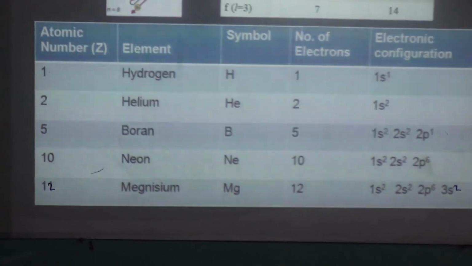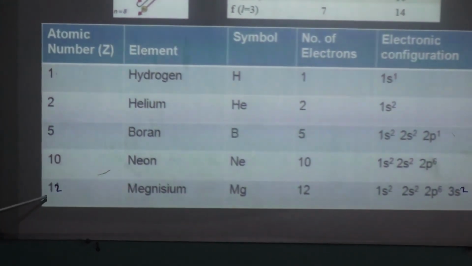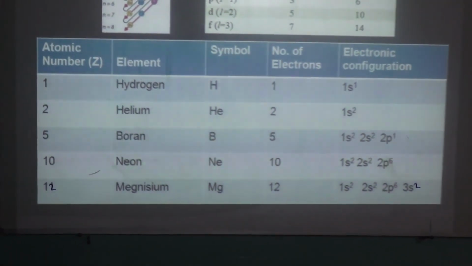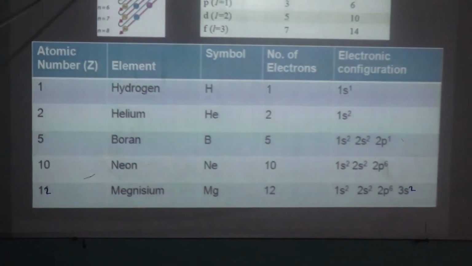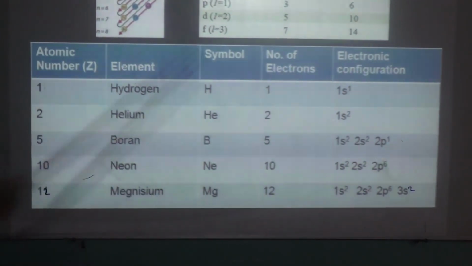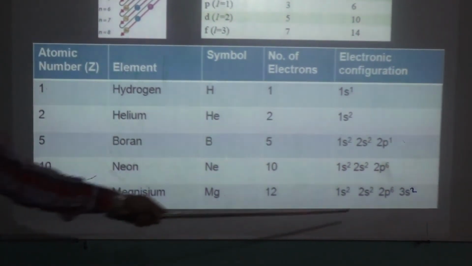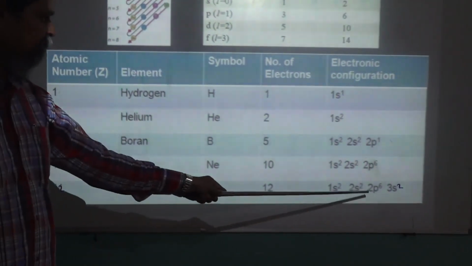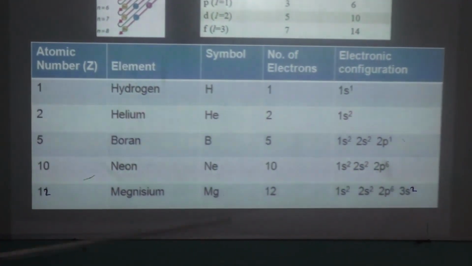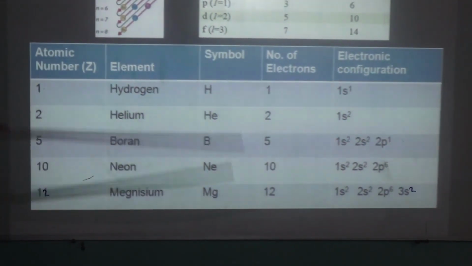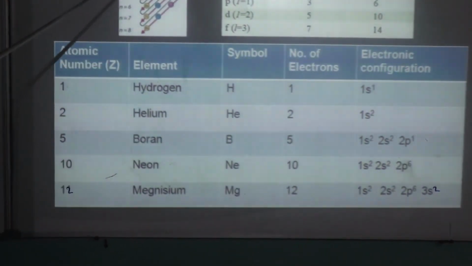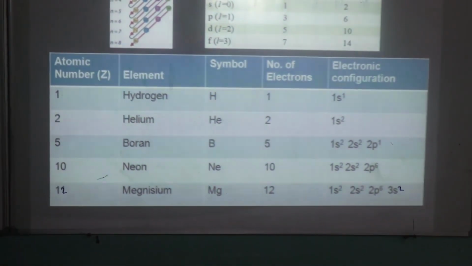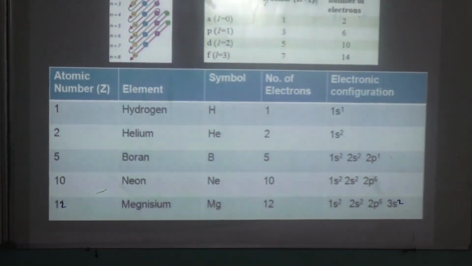Now come to the, okay, come to magnesium. Its atomic number is 12 and number of electrons 12. Now you have to accommodate 12 electrons. So the first energy level 1s, you can accommodate 2 electrons, and the second energy level is 2s, you can accommodate 2 electrons, and next energy level is 2p, you can accommodate 6 electrons. Totally 10 electrons are there, and the remaining 2 electrons can be accommodated in the next energy level, that is 3s. So 1s2, 2s2, 2p6, 3s2. That is the electronic configuration of magnesium.